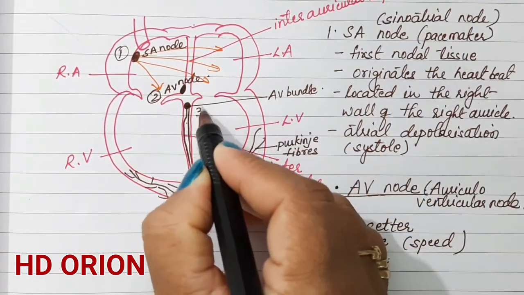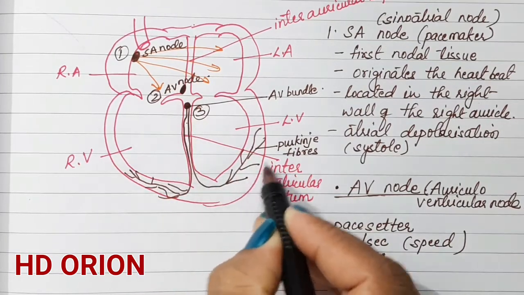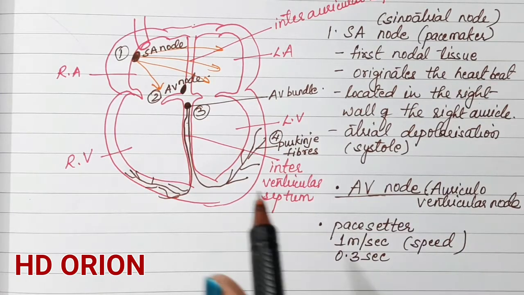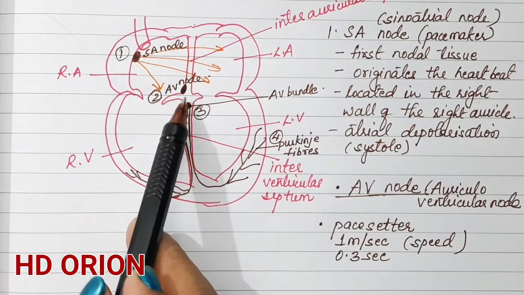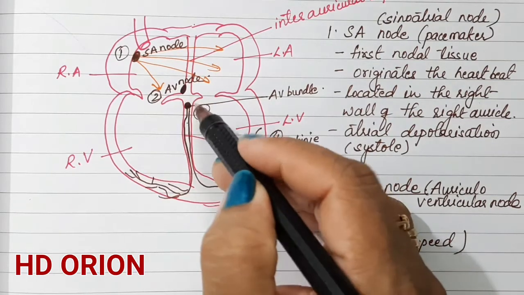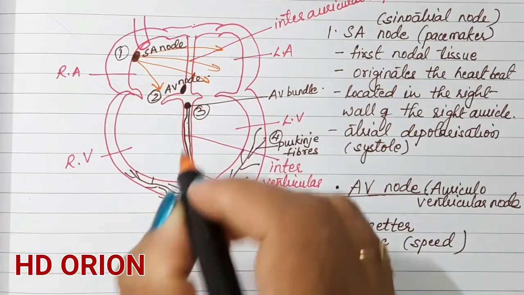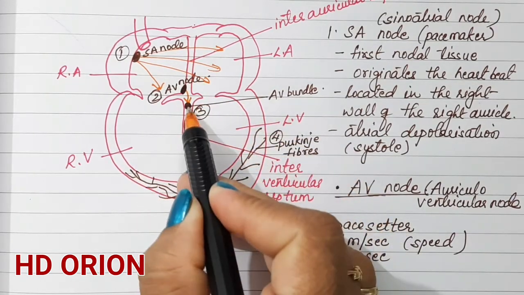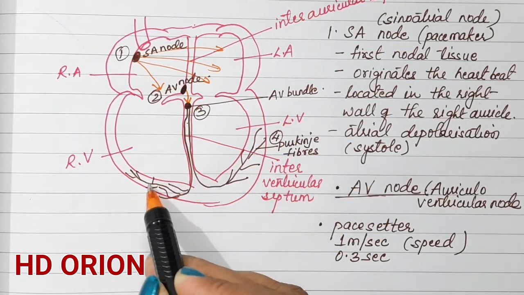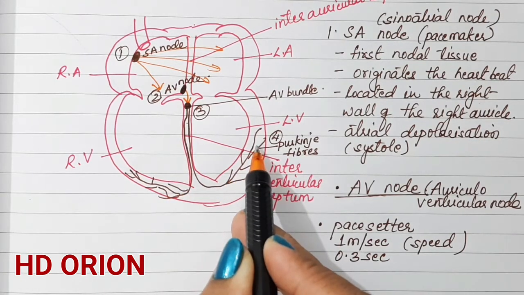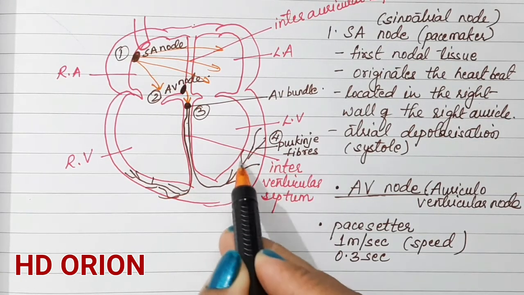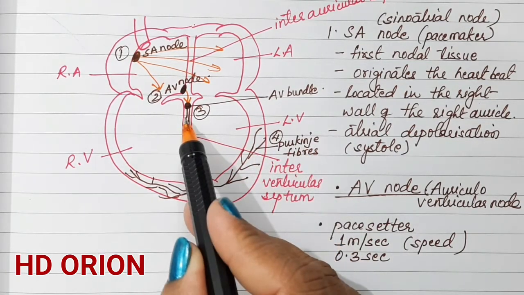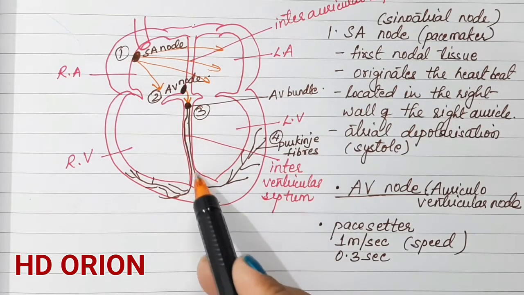AV bundle as 3, and then the Purkinje fibers as the fourth part, which helps in the conduction of the heartbeat. It originates from here, then it reaches the AV node, and from the AV node it reaches the AV bundle, which is present in the interventricular septum, which then divides into two branches, the right and the left bundle of His, which further branches into the walls of the ventricles known as Purkinje fibers. This tells that the conduction would spread in the ventricles this way.